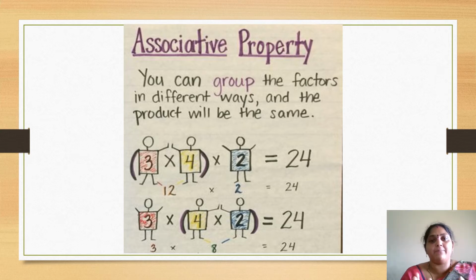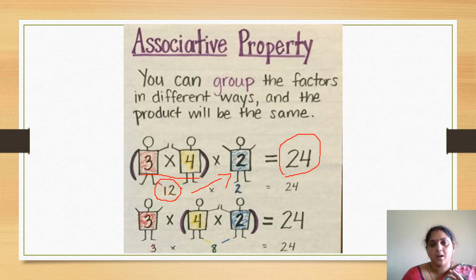Group of numbers means what? A group of factors means you have taken any two numbers in the bracket. You can change the order of the bracket. Whatever the order of bracket it is, the product remains the same. For example, I have taken my number 3 into 4 in the bracket. When I am multiplying 3 into 4 here, I am getting my product as 12. Now what is my third number? It is 2. This 12 should be multiplied by 2. When I am multiplying it by 2, my product will be 24.